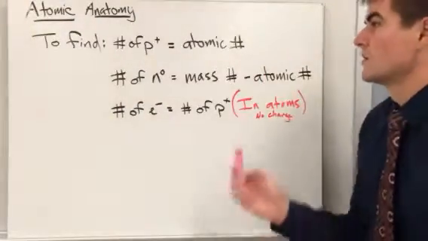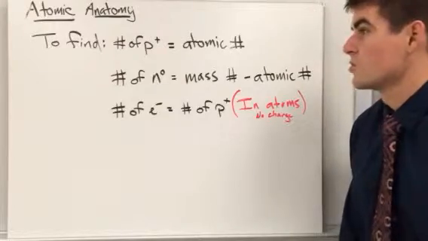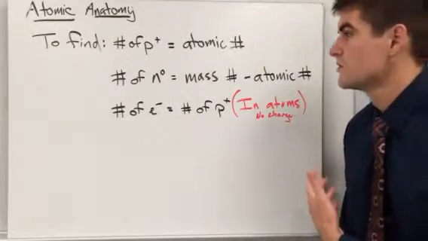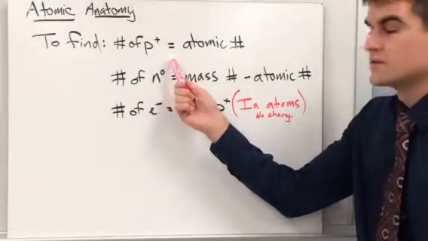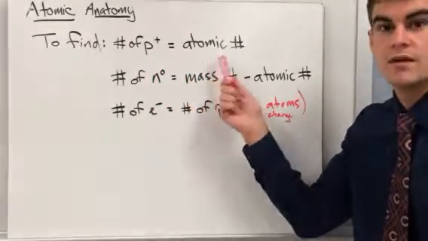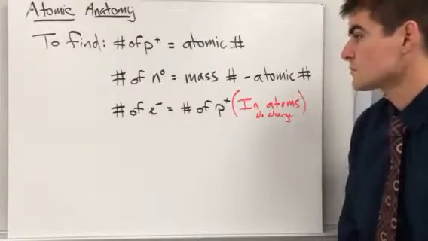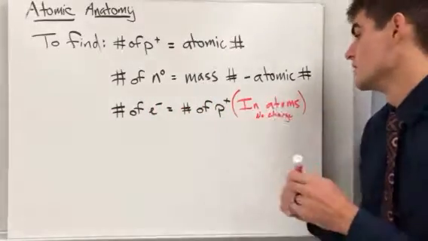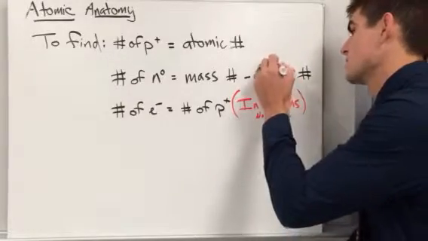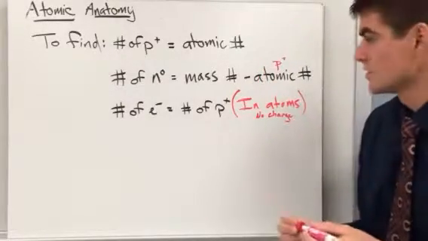Today, a little more on atomic anatomy and finding those parts. So just a little review of some things you'll definitely still need to know. To find the number of protons, it's going to be your atomic number, that top number on your periodic table. Number of neutrons is still going to be mass number minus atomic number, or again, that's the same as the number of those protons.